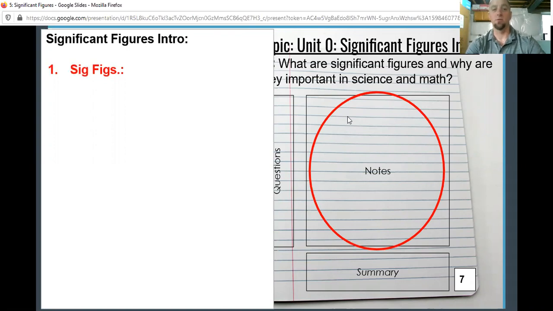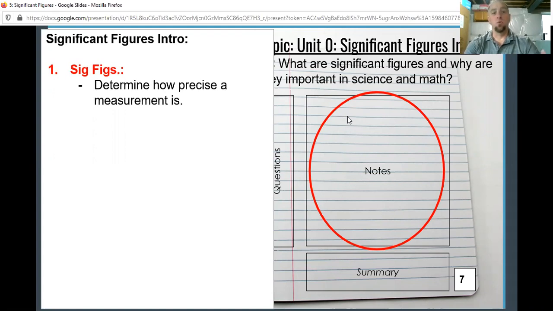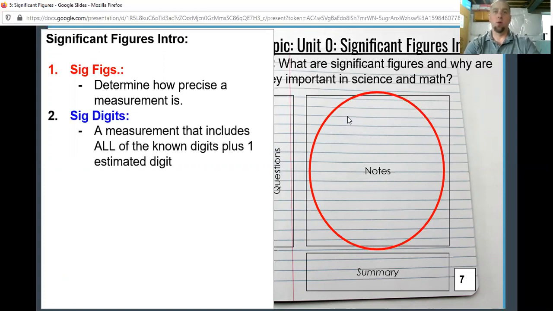So significant figures are used to determine how precise a measurement is. Okay, how precise a measurement. And when we learn about precision, which we'll have another slide on accuracy and precision, right? Precision is how close a data point or a measurement is to the actual value, okay? So we use significant digits as well to indicate how precise that is.